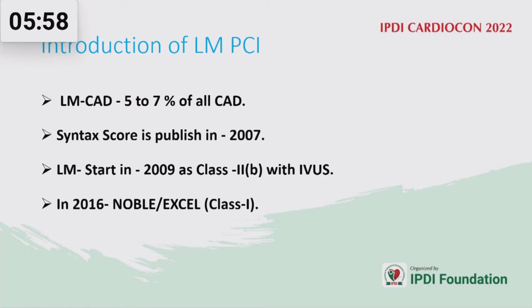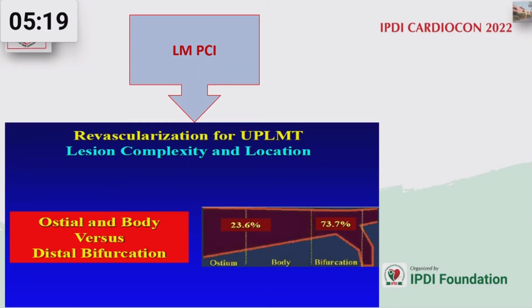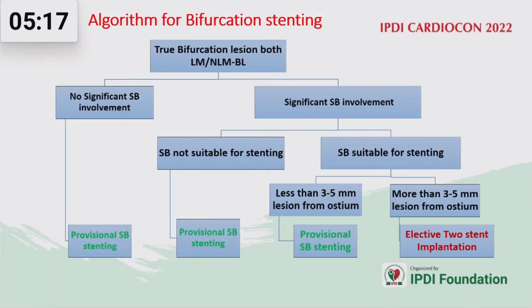Left main disease is about 7% of all coronary artery disease. The SYNTAX score, published in 2007, is the milestone of left main PCI, and left main PCI started in 2009 as class 2B when IVUS was introduced. Bifurcation lesions make up 75% of left main lesions.